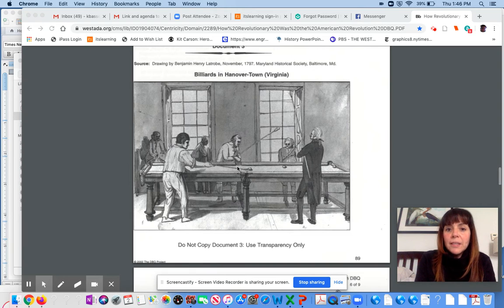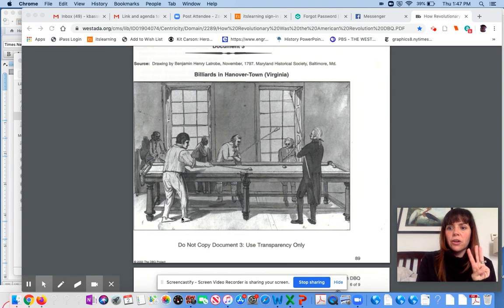So we're going to look at this picture right here. Where you see the word billiards, that means people are playing pool, which is a fun game that people play. On one hand, you see this guy who's really fancy and rich. And on the other hand, you see this guy who is not so fancy and rich. But they are playing pool together. So when you look at this picture, do you think the revolution led to a lot of change, or do you think it wasn't that much change? Something to think about.